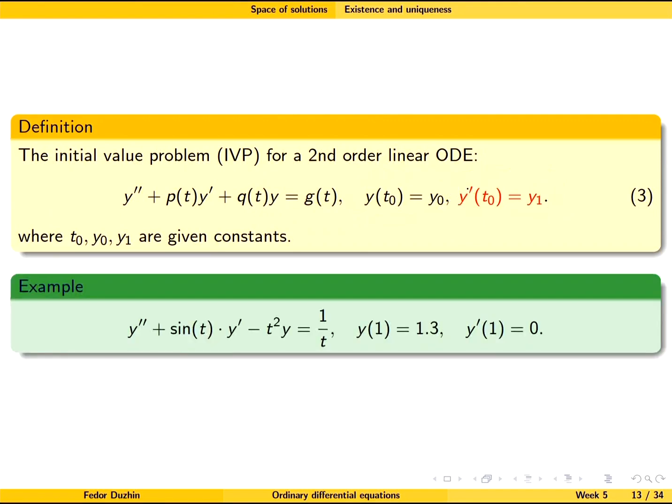So here is an example. This is a well-posed initial value problem for a second order linear differential equation. Well, strictly speaking, it doesn't have to be linear. The important thing is that when we work with second order differential equations, the initial value problem includes the value of the unknown function at the given point and the value of its first derivative at the given point.